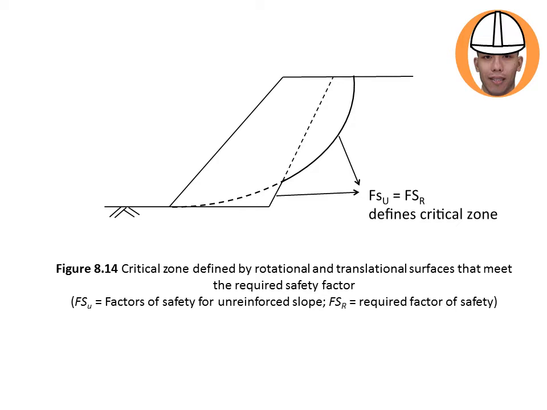Okay, so this is the coverage of the reinforcement, but this one is the critical zone. Okay, so that's why you need to make sure that the factor of safety of the unreinforced slope is made to be resisted by the reinforcement, such that we could increase the factor of safety.